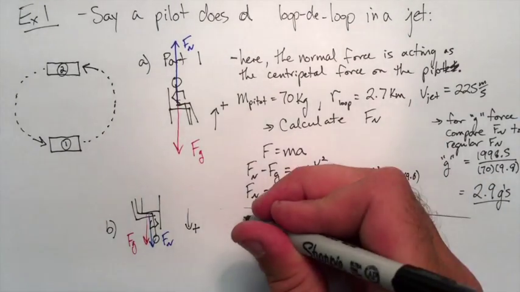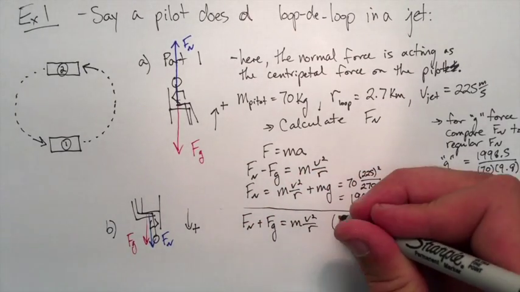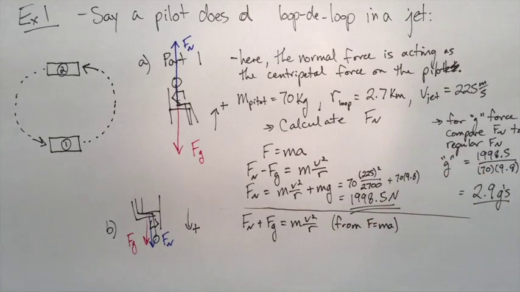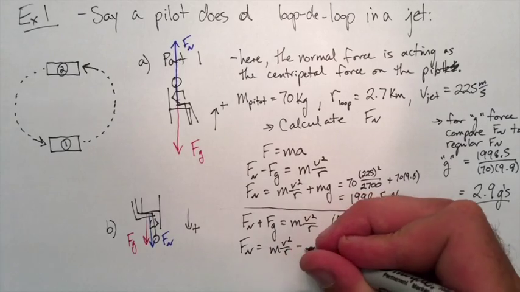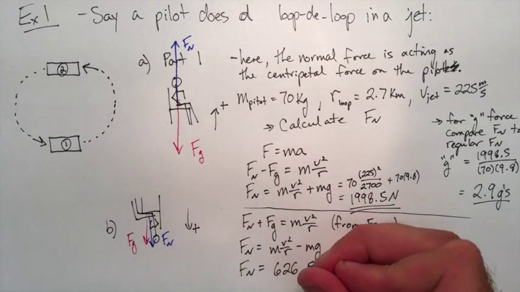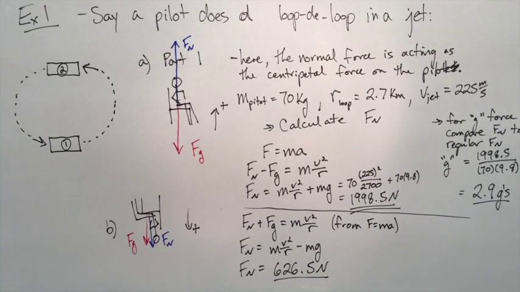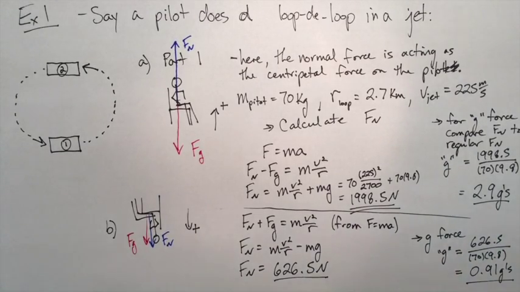So again here, if we call down positive, from F equals ma, we get Fn plus Fg equals mv squared over r. Again, solving for Fn, we rearrange our equation, and we find that the normal force here is 626.5 newtons. To calculate the g-force, again, we compare 626.5 to whatever the normal force would be at rest, 70 times 9.8, and it's 0.91 g's.